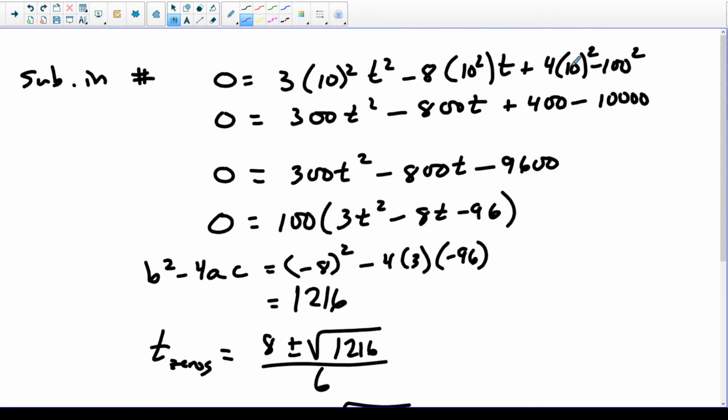So I put the 10 in where it's supposed to go. I expanded all of that stuff. The 400 minus 10,000 joined together. And we end up with this expression. Now, I noticed that in this expression, everything is divisible by 100, so I actually factored that 100 out.